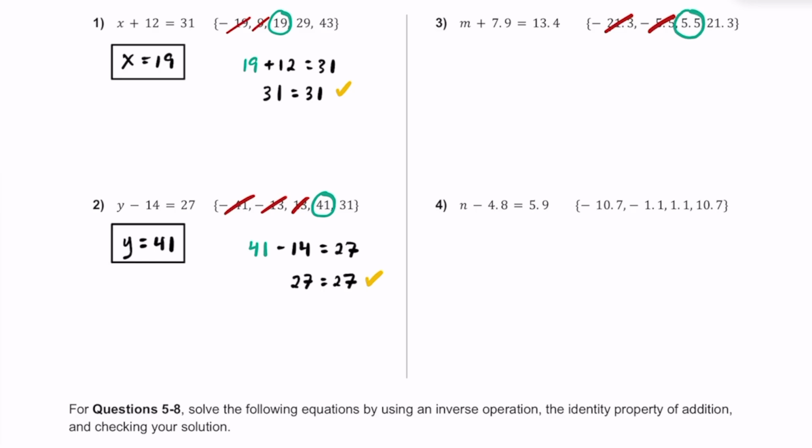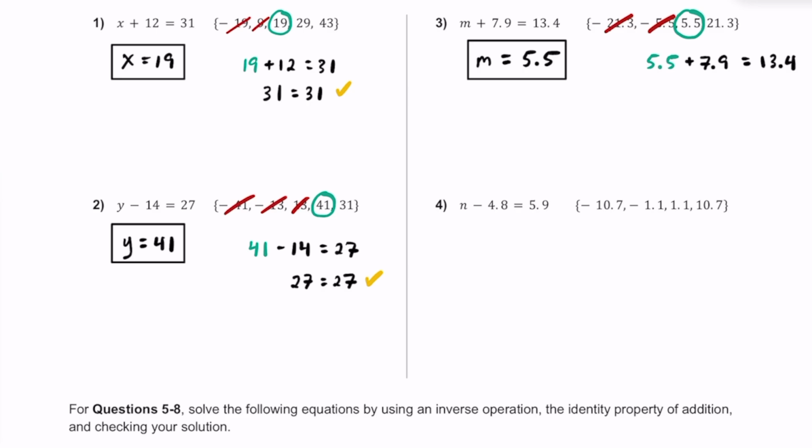All right, so here we can say that to solve this equation, the only number that m could be is 5.5. To show this, we should make sure that both sides of this equation are the same value. So 5.5 plus 7.9, the left side of the expression, does that equal the right side of 13.4? Both expressions have to be the same.